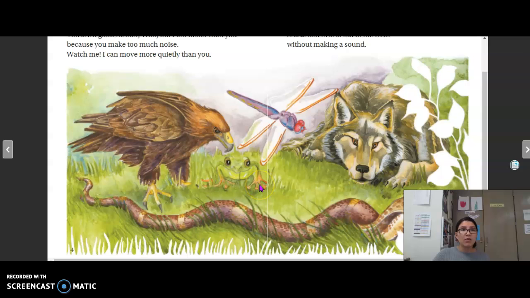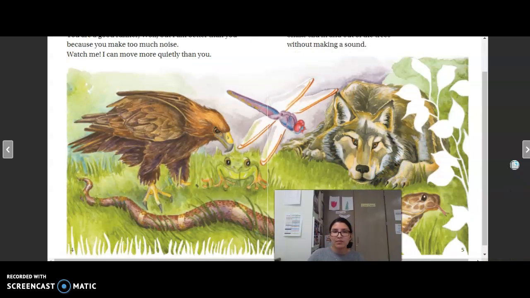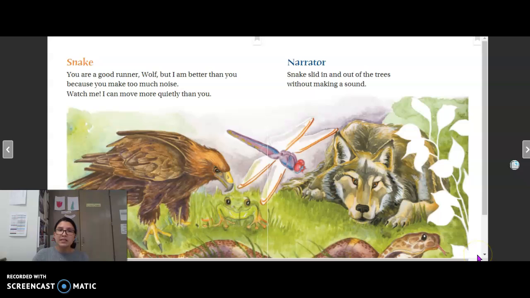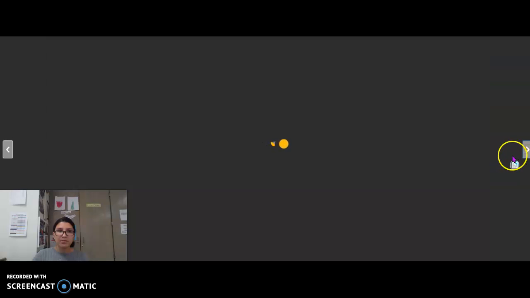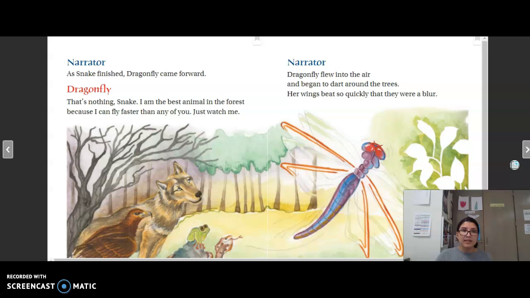Snake: You are a good runner, Wolf, but I am better than you because you make too much noise. Watch me. I can move more quietly than you. And notice how all the animals are watching. Narrator: Snake slid in and out of the trees without making a sound. Narrator: As Snake finished, Dragonfly came forward.